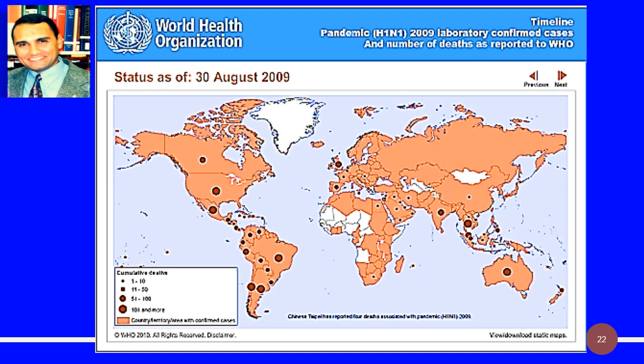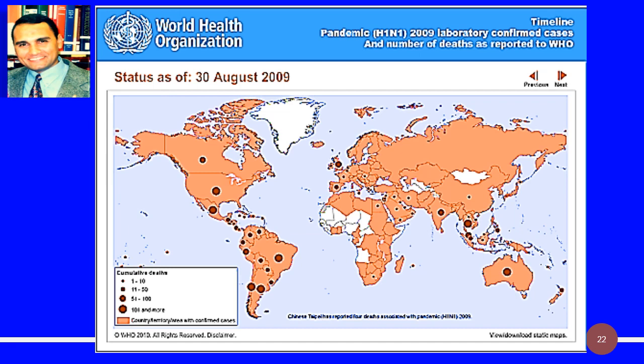The World Health Organization elaborated this map for the H1N1 pandemic in 2009, about laboratory-confirmed cases and number of deaths as reported on the 30th of August 2009. We found that the United States and Mexico show more than 100 deaths.